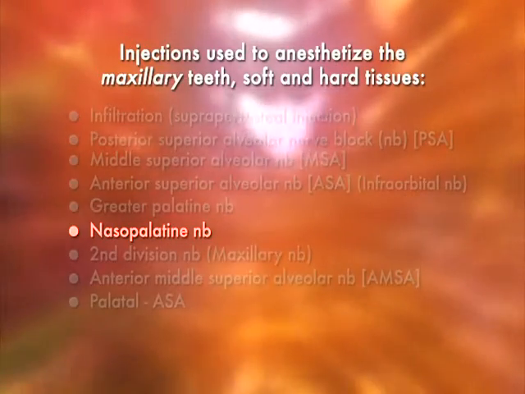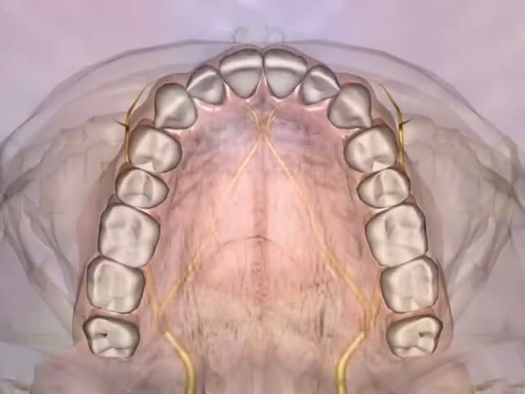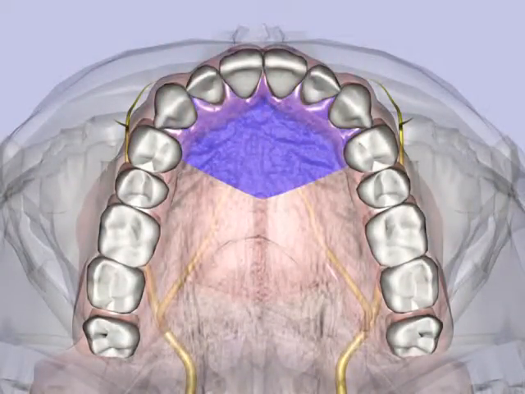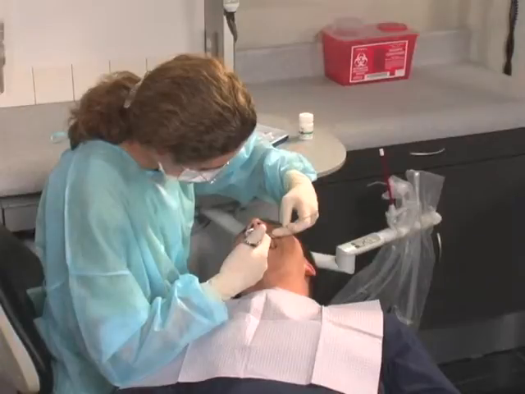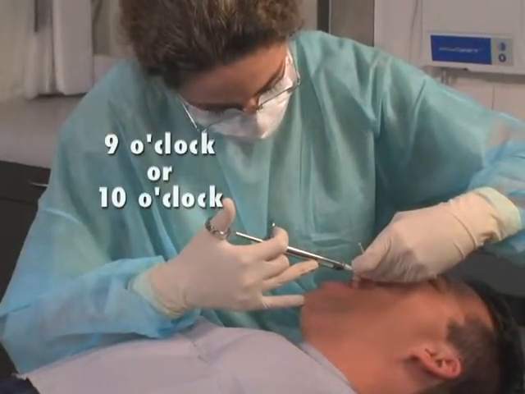The nasopalatine nerve block provides anesthesia to the anterior portion of the hard palate, both soft and hard tissues, from the mesial of the right first premolar to the mesial of the left first premolar. For the nasopalatine nerve block, sit at the 9 or 10 o'clock position, facing in the same direction as the patient.